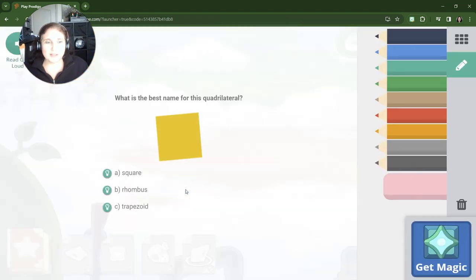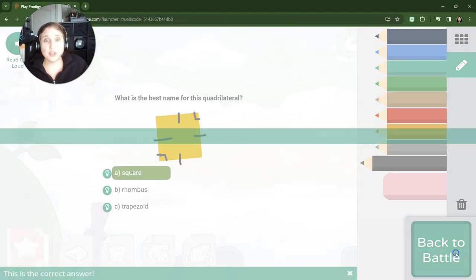All right, what's the best name for this quadrilateral? It's the same one that we had. We can see that there are right angles. Right angles look like the corner of a piece of paper. And we can see that all of the sides are equal. So it would be a square. Technically, it is also a rhombus. And if you don't live in the United States, it's also a trapezoid. Trapezoids outside the United States have at least one parallel side. In the United States, we typically say they only have one parallel side. So they want us to still pick square.